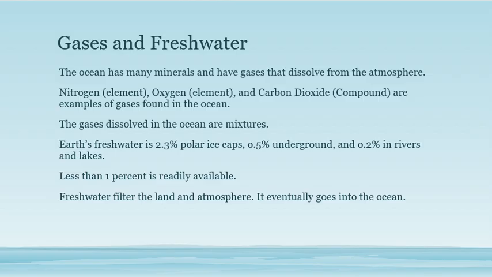Earth's freshwater is 2.3% polar ice caps, 0.5% underground, and 0.2% in rivers and lakes. Less than 1% is readily available. Freshwater filters the land and atmosphere. It eventually goes in the ocean.